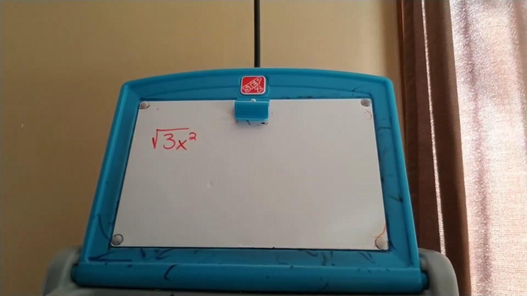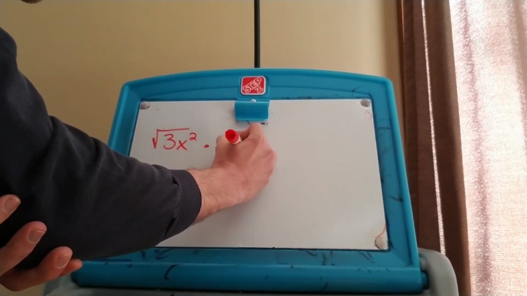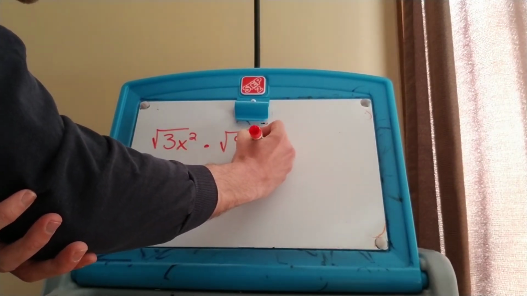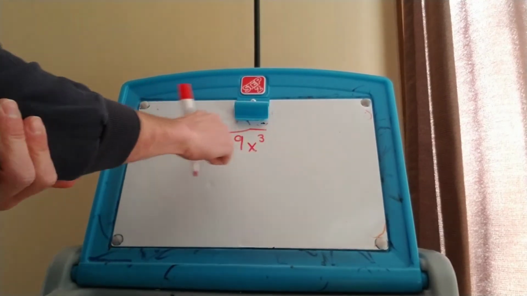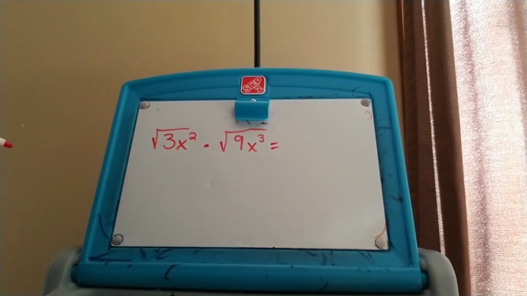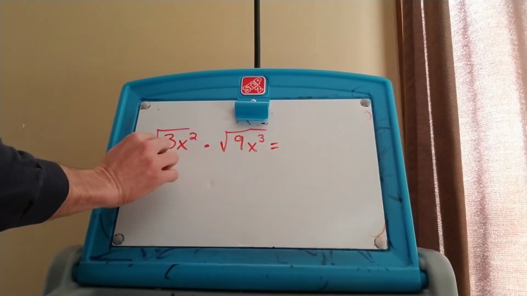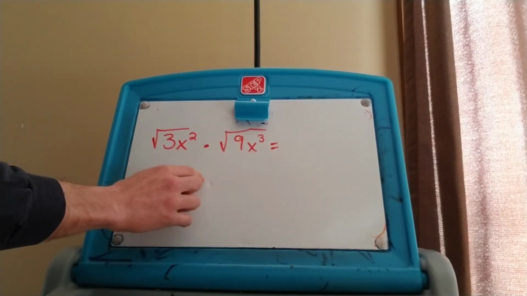Rad 3x squared times rad 9x cubed. So variables, we're going to talk about that. It was in the last video, how to simplify radical expressions. Maybe you remember, maybe you don't. All right, so again, 2 ways of approaching these problems. You can multiply everything together and then simplify from there, or you can try to simplify the pieces that are here and try to get a simplified answer that way.